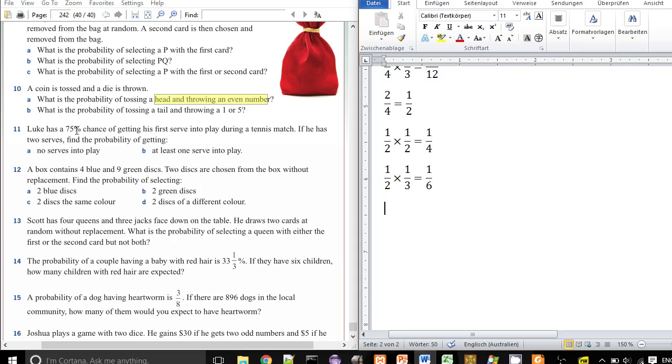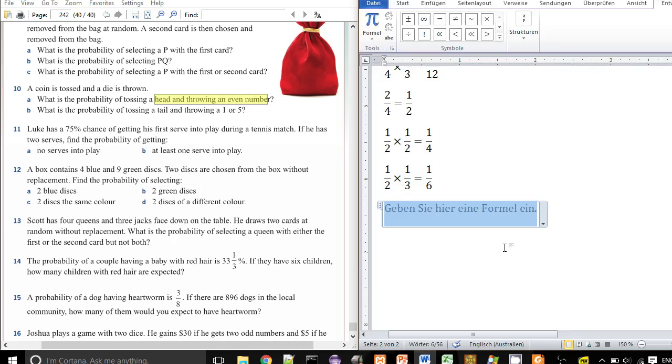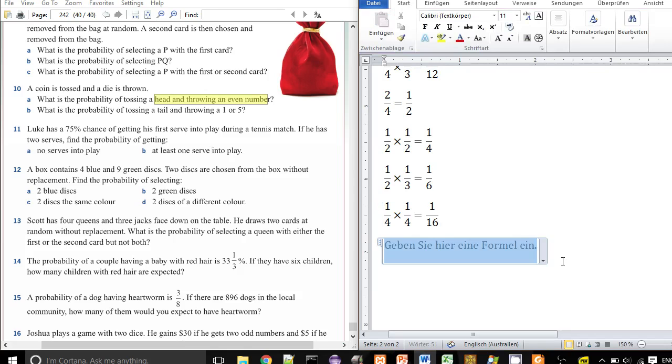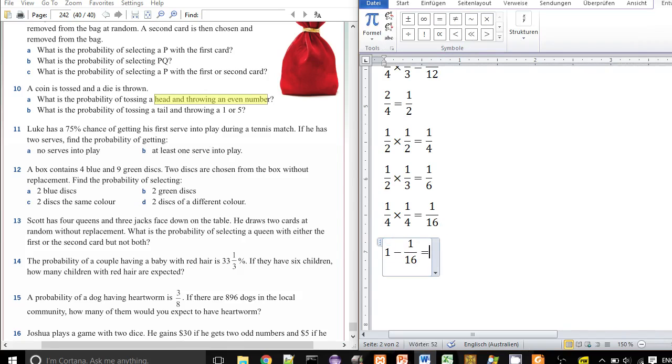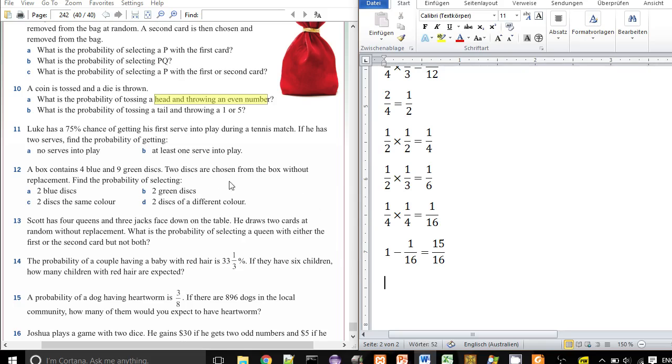Okay, so he's got a 3 out of 4 chance, or 75%. So the chance of him getting no serves, yeah, so the chance of him missing is 1 in 4. The chance of him missing again is you just times it. 1 in 4 times 1 in 4. That'll be 1 in 16. So the chance of getting no serves is only 1 in 16. Most of the time he'll get at least 1. Okay, so at least 1 is the opposite of that. So 1 take away 1 in 16, 15 out of 16. Okay, that's for this one.